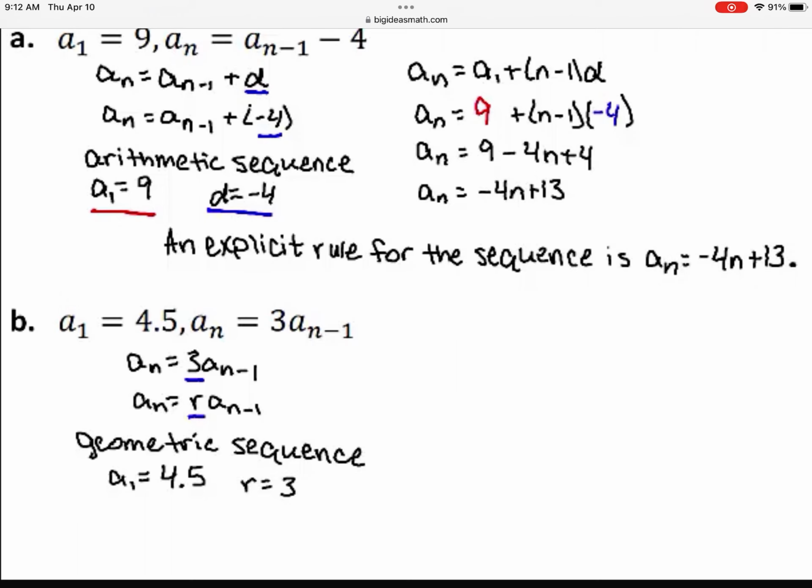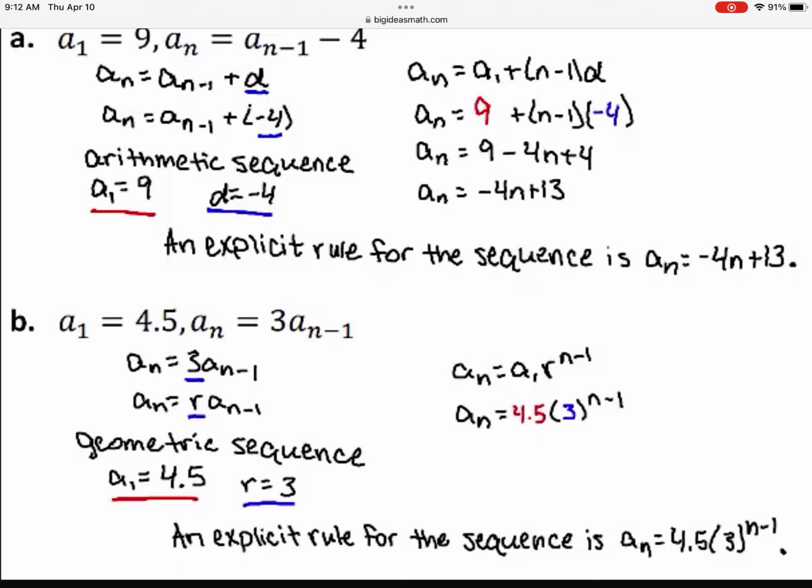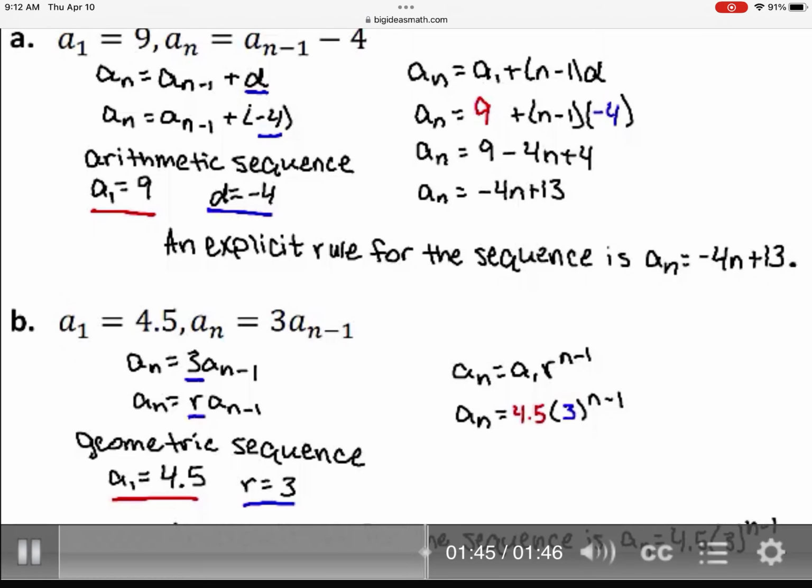The explicit rule for a geometric sequence is a sub n equals a sub 1 r to the power of the quantity n minus 1. Substitute 4 and 5/10 for a sub 1 and 3 for r. So an explicit rule for the sequence is a sub n equals 4 and 5/10 times 3 to the power of the quantity n minus 1.